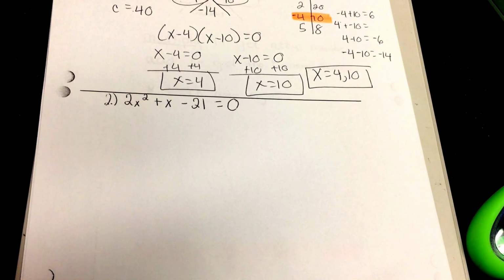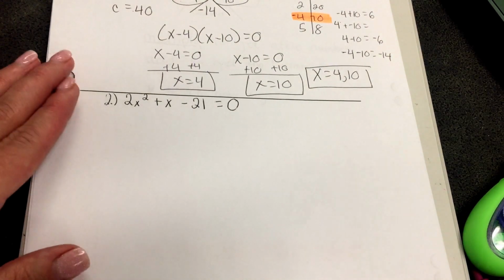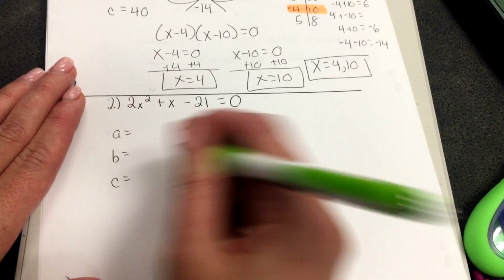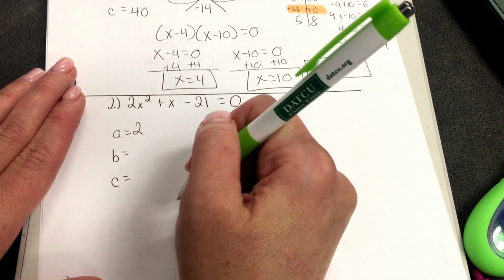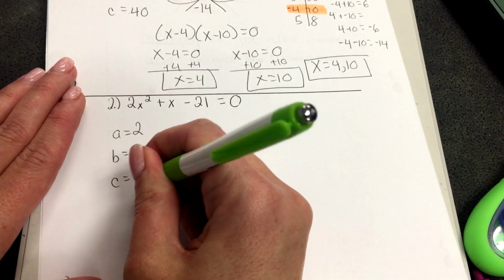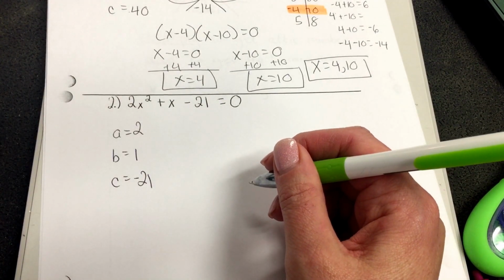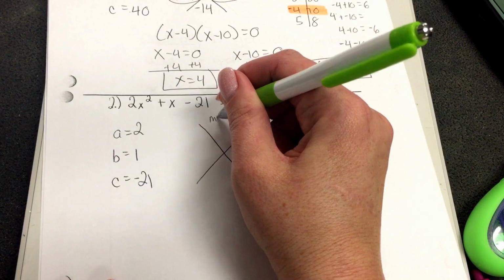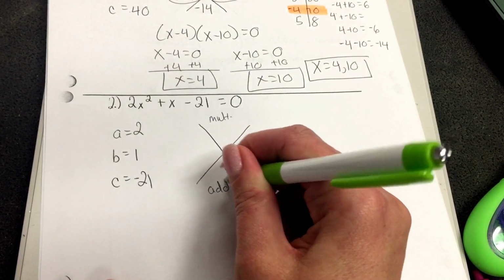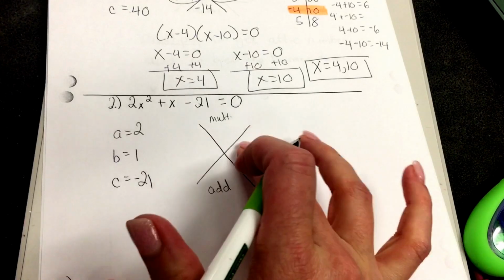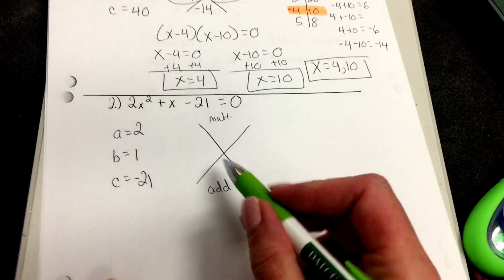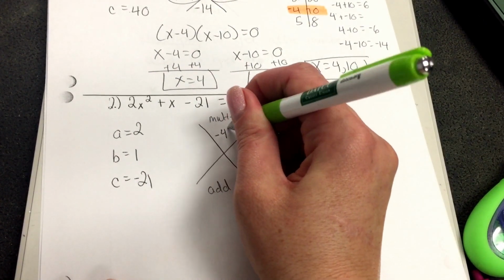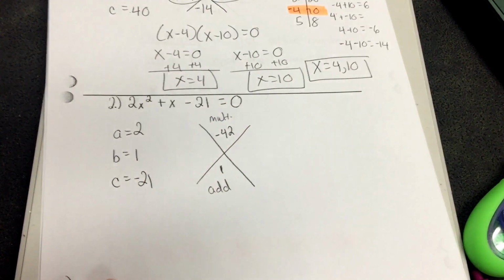2x squared plus x minus 21 equals 0. All right, the first thing we have to do is list out A, B, and C. A is 2, B is 1, C is negative 21. Next step, just like last night, we have to do the X factor. Okay, remember again, we multiply and then we add. We're going to multiply these two to get this, and these two numbers to get that. So in our X, we have AC. So 2 times negative 21 is negative 42, and B is 1.